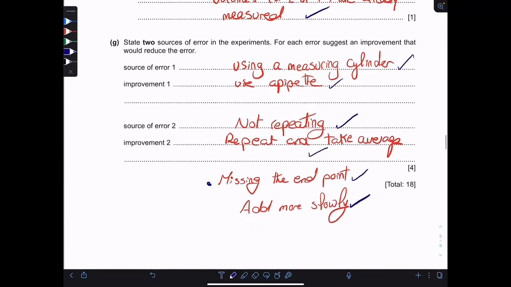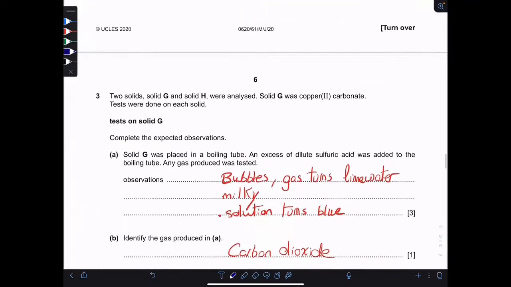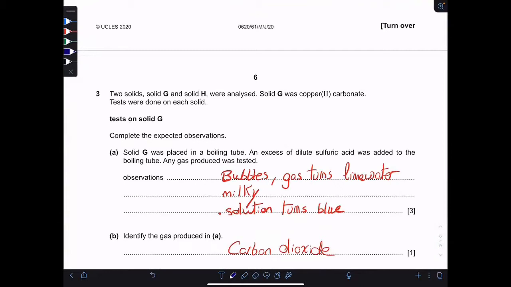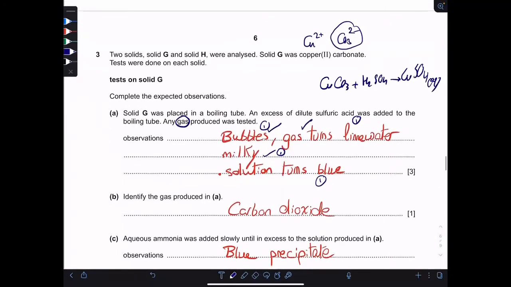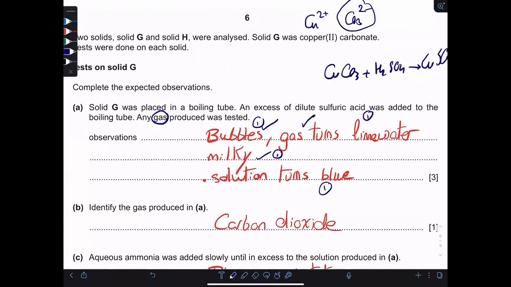Question 3, cations and anions. Solid J and H. G was copper carbonate. So the cation is copper, the anion is carbonate. And first of all, he added sulfuric acid and a gas was tested. Acid on carbonate means carbon dioxide. Bubbles will be produced. Gas turns lime water milky. You can take the 3 marks for bubbles and lime water and milky, but another answer that could be said is the solution turns blue because copper carbonate reacted with the sulfuric acid he added and formed copper sulfate solution, which is a blue solution. As you know, you can take the 3 marks. Any 3 from these 4 points takes the mark.